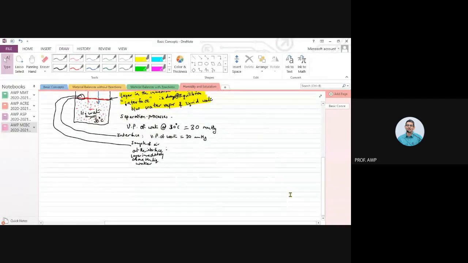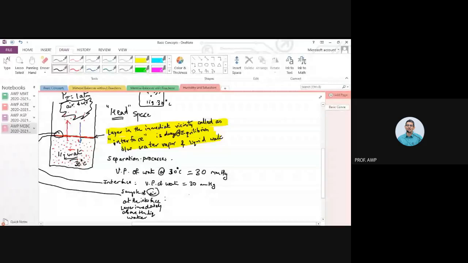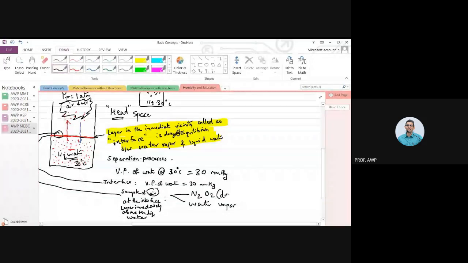This layer is going to contain different things. This layer of air is going to contain nitrogen, oxygen, and water vapor. This nitrogen and oxygen mixture, we are going to assume that air is going to contain 79% by moles nitrogen, 21% by moles oxygen. So this we are going to call as dry air.